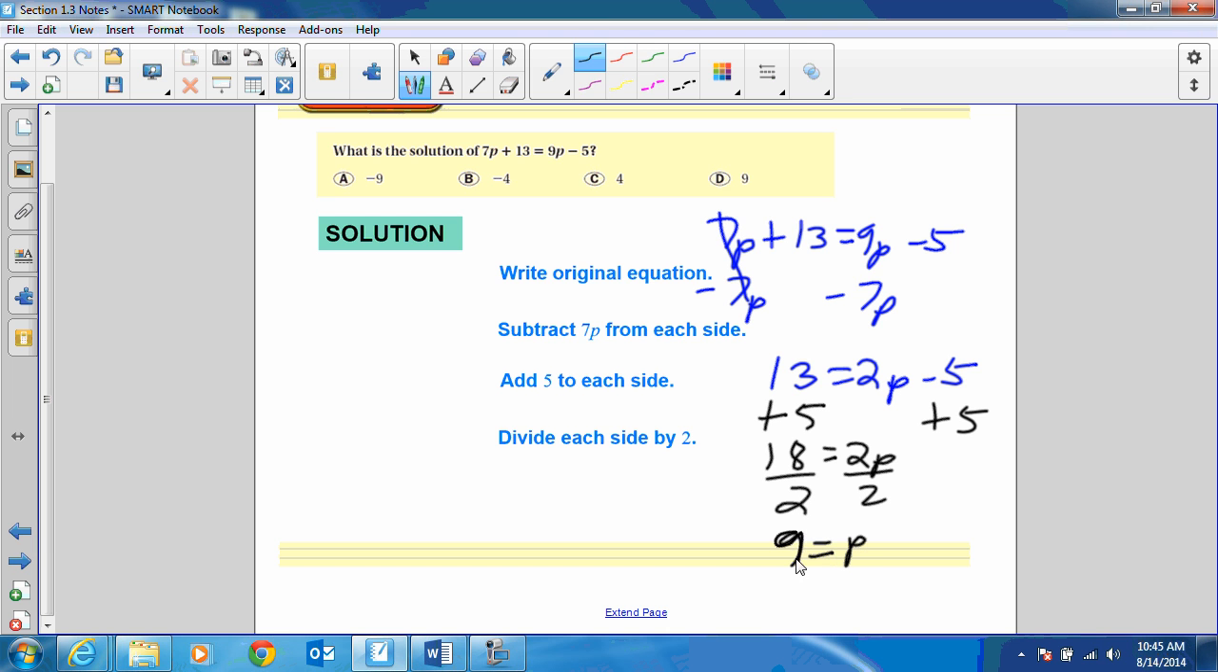No, that's not a very good 9. You can plug that back in and check it. I'm just going to do a quick mental check, but you can plug it back in. 9 times 7 is 63, plus 13 equals 9 times 9 is 81, minus 5. 63 plus 13 is 76. And 81 minus 5 is 76. So it does check out. It does work.